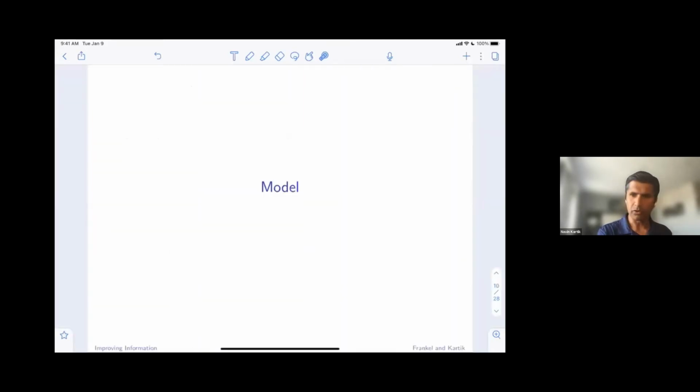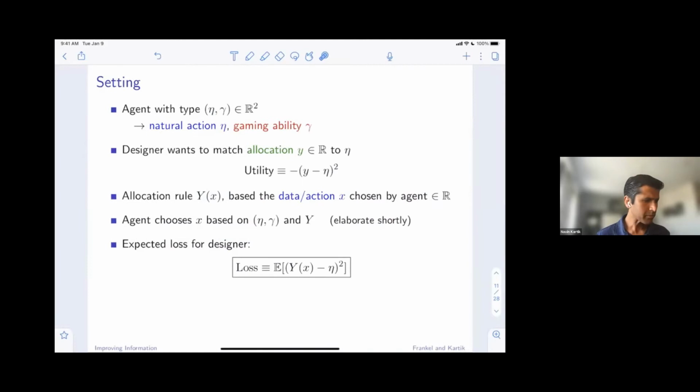Okay, so let me now jump into the model. The setting is in some sense very simple. There's an agent who has a two-dimensional type. Both dimensions are real numbers. And so I'm going to refer to the dimension eta as being the natural action and the dimension gamma as being the gaming ability.